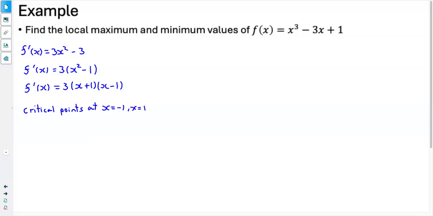So just like the last example, I'm going to draw out a number line. In this case, we just have two critical points, so I'll just draw in two lines. We've got one at negative 1 and one at positive 1. I'm then going to calculate what my slope is to the left of this point, between these points, and to the right of this point.